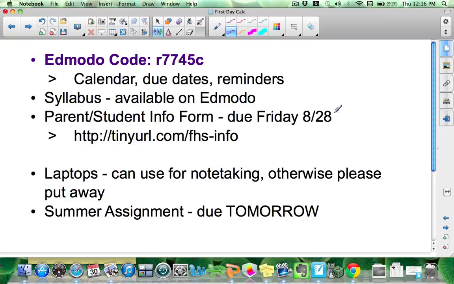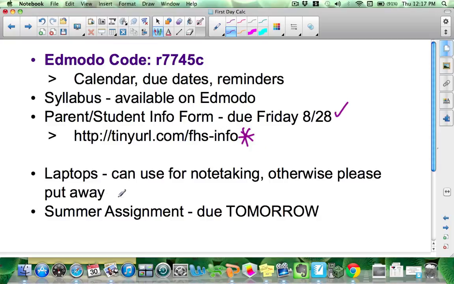It's due this Friday, okay, and can be reached here at this address, or I have that posted on Edmodo as well as the Google site website as well. So there are a few different ways that you can access that information form. I'll show you what the Google site looks like in just a second.